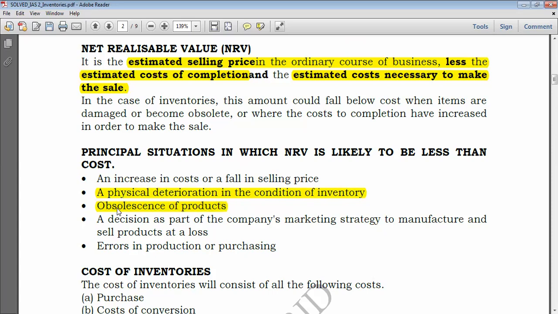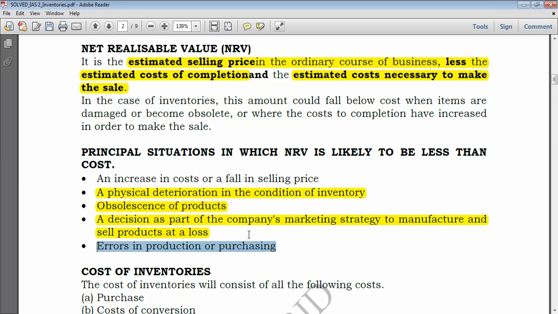Right. Yes, but it could arise as a decision as part of the company's marketing strategy to manufacture and sell products at a loss. Let's say there is stiff competition and you need to beat your competitors. So let's say you incur $2,000 to make a product, but you sell it at $1,500. Just as a marketing strategy, maybe to oust your competitor so that you can remain as the market leader. Yeah, that makes sense.